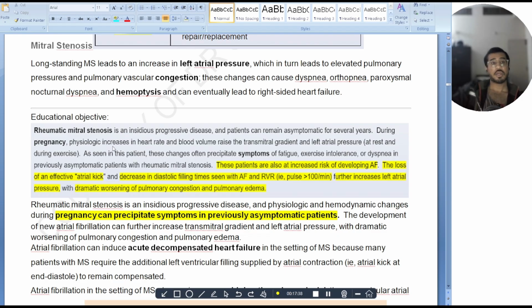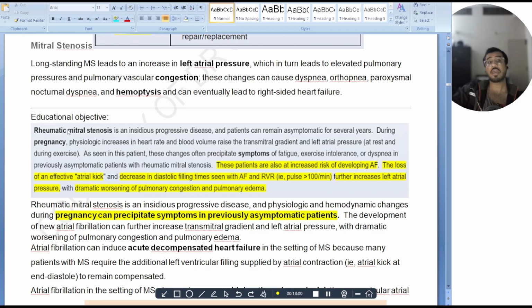of trouble. During pregnancy, physiological increases in heart rate and blood volume raise the transmitral gradient and left atrial pressure at rest and during exercise, and as seen in this patient, these changes often precipitate symptoms of fatigue, exercise intolerance, and dyspnea in previously asymptomatic patients with rheumatic mitral stenosis. The patient had stenosis, she was fine. She got pregnant, and now she's in serious trouble.